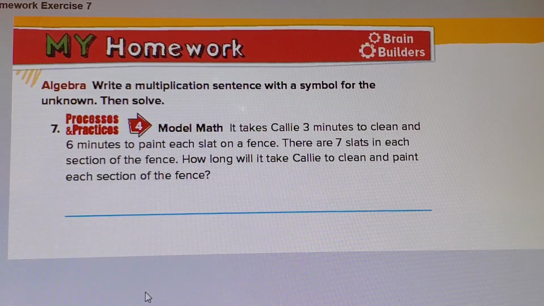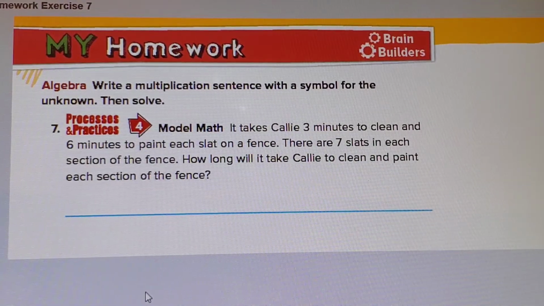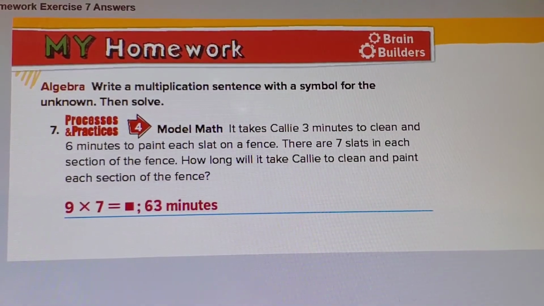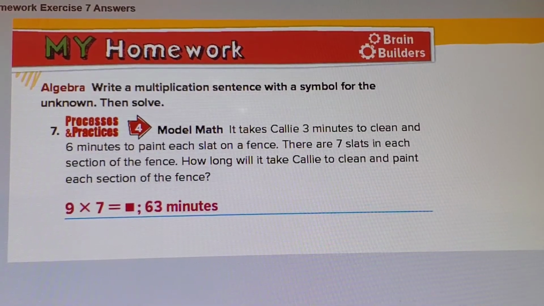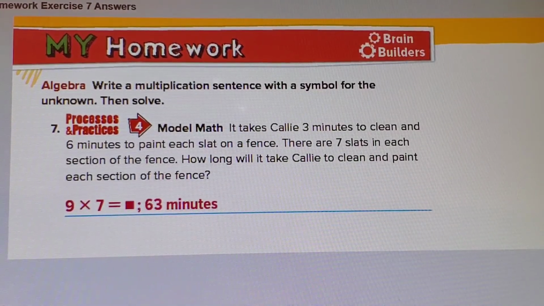So how long is it going to take her to clean and paint? So we first have to add 3 plus 6, and you'll get 9. So 9 minutes, and there are how many slats? 7. So 9 times 7 equals unknown. 9 times 7 equals 63 minutes. Make sure you're writing minutes so we know what we're talking about, and it's not elephants or peanut butter sandwiches or something like that.